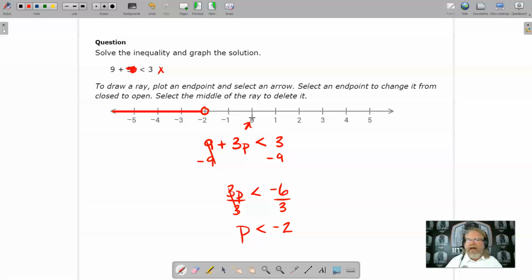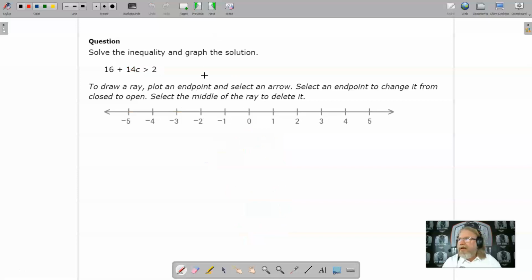So you can use that value of 0 to test your answer to make sure your arrow went in the correct direction, both whenever 0 is part of the solution, because you would get a true statement, and whenever it's not part of the solution because it would produce a false statement. So kind of a little trick there you can use.